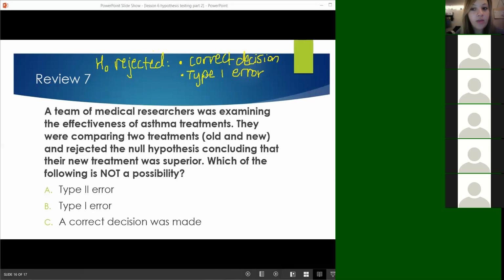So in this case, it's not possible to make a type 2 error, because if the null is rejected, these are our two different possibilities. A type 2 error only occurs if a false null hypothesis is not rejected. So in this case, we did reject the null, and a type 2 error would happen if we initially had failed to reject the null. So we can't have a type 2 error because we initially rejected the null. So our answer is A. We cannot have a type 2 error. Does that make sense?